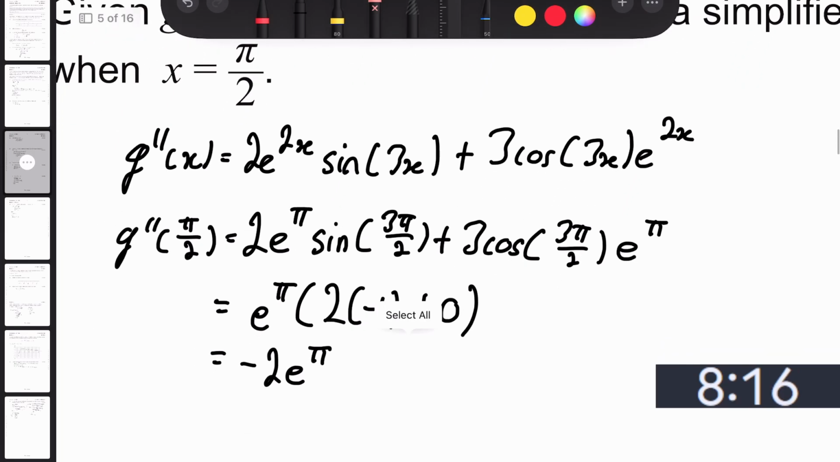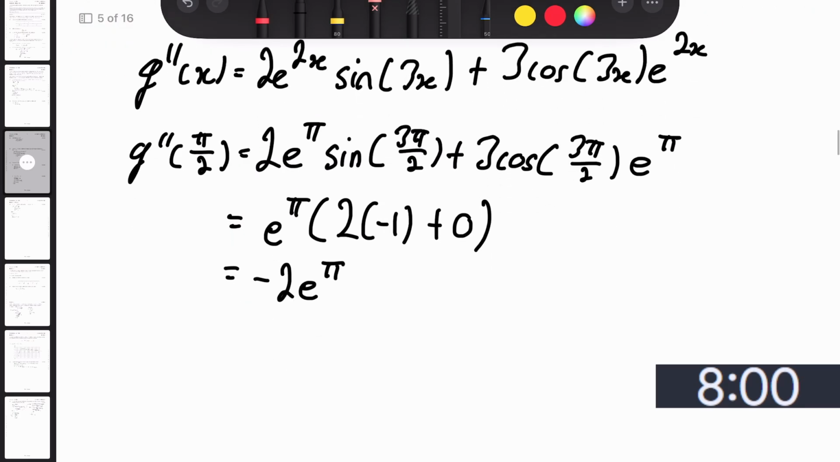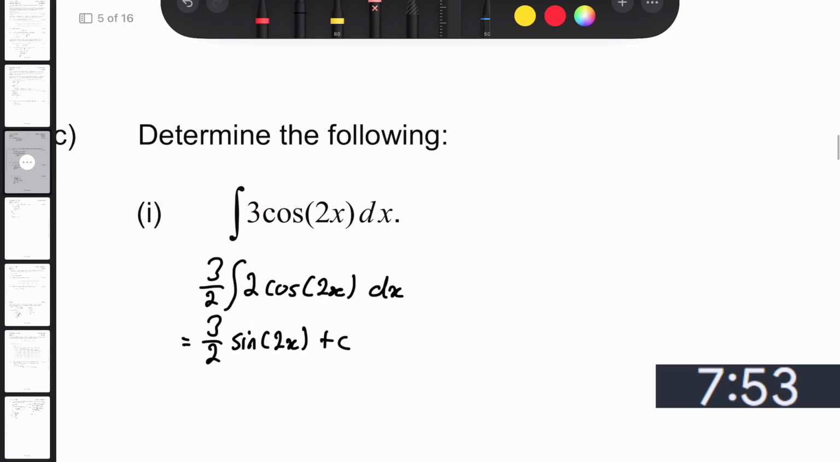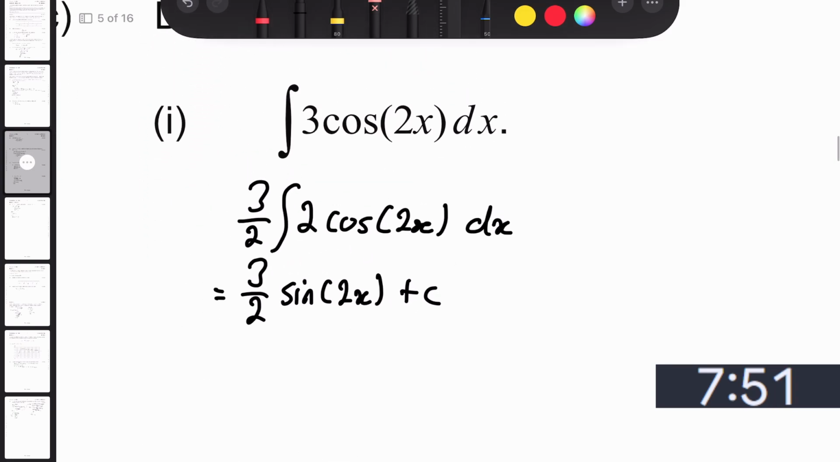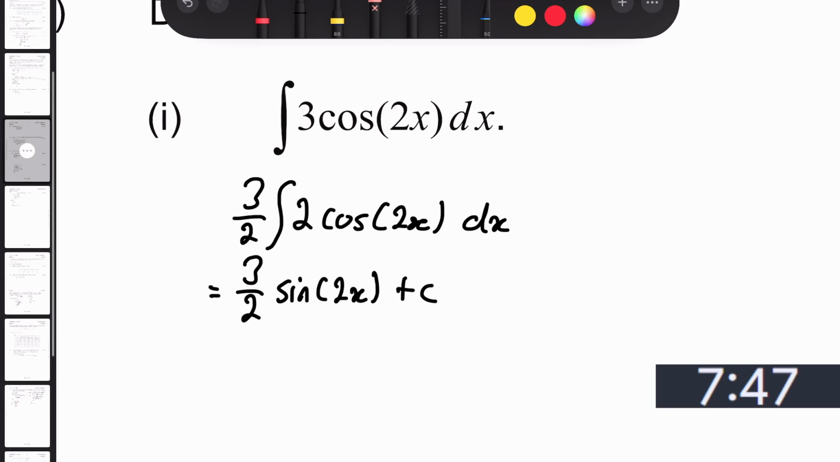Then we put pi on 2, we subbed in, we got pi sine 3 pi on 2, 3 cosine 3 pi on 2, e to the power of pi, so we got e to the power of pi times 2 sine 3 pi divided by 2, which is going to be heading straight down. That's negative 1, and cosine will be 0, so negative 2 e to the pi. We got the correct scalar factor, pulled the 3 out, got a half in there, got the 2 in there, and just simply differentiated, anti-differentiated.